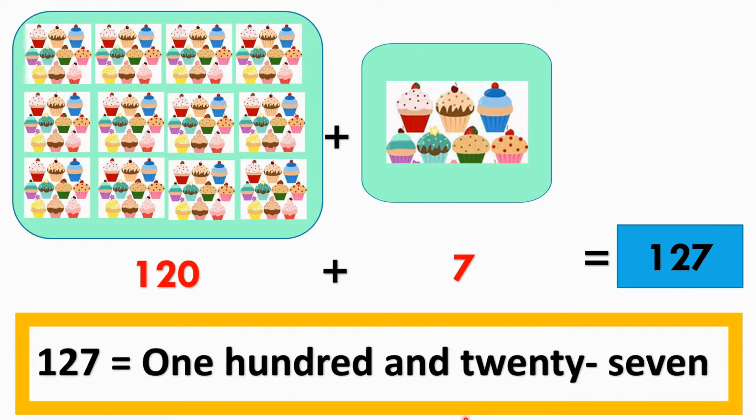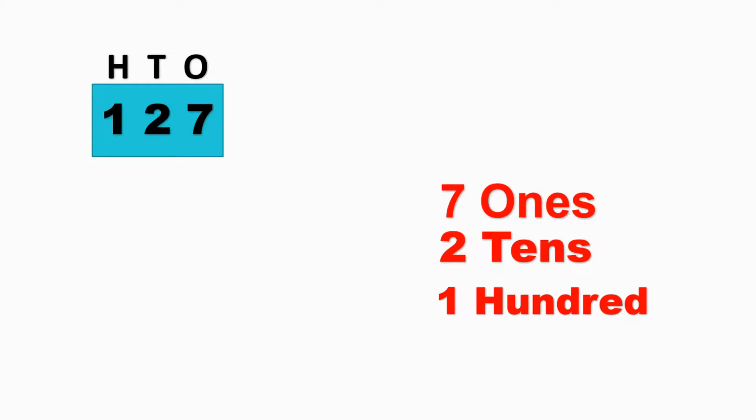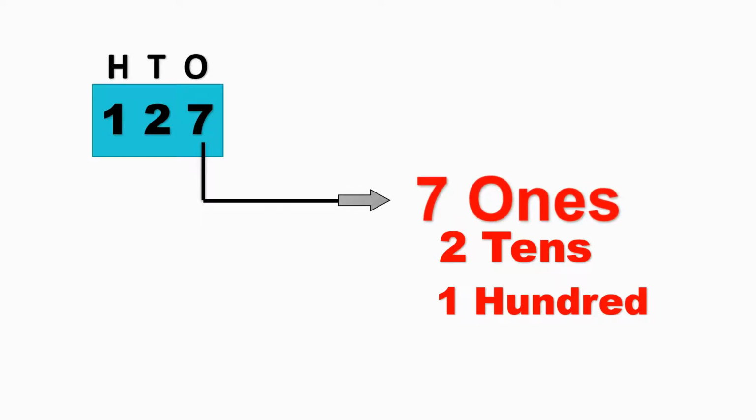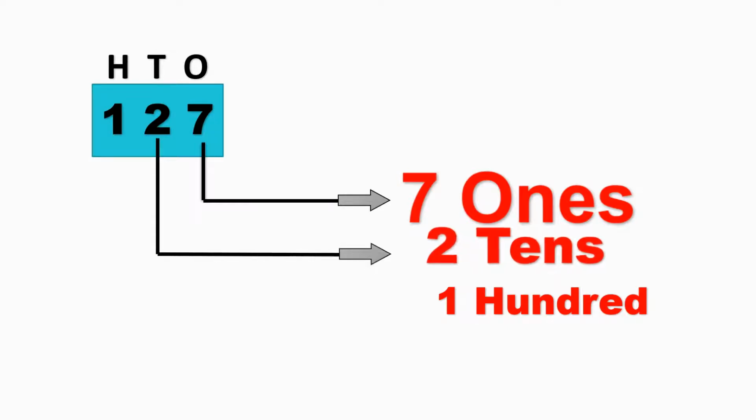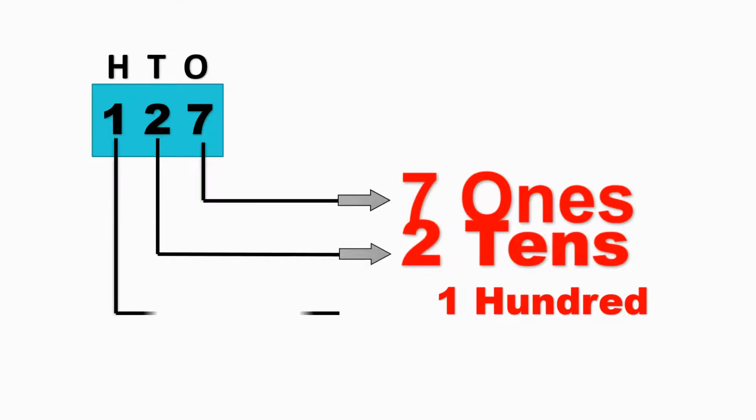So how can we write? ONE 1, HUNDRED 100, AND and TWENTY 20, SEVEN 7, 127. Now let's see the place value of 7. 7's place value is 7 ones. Next, 2's place value is 2 tens and 1's place value is 100.